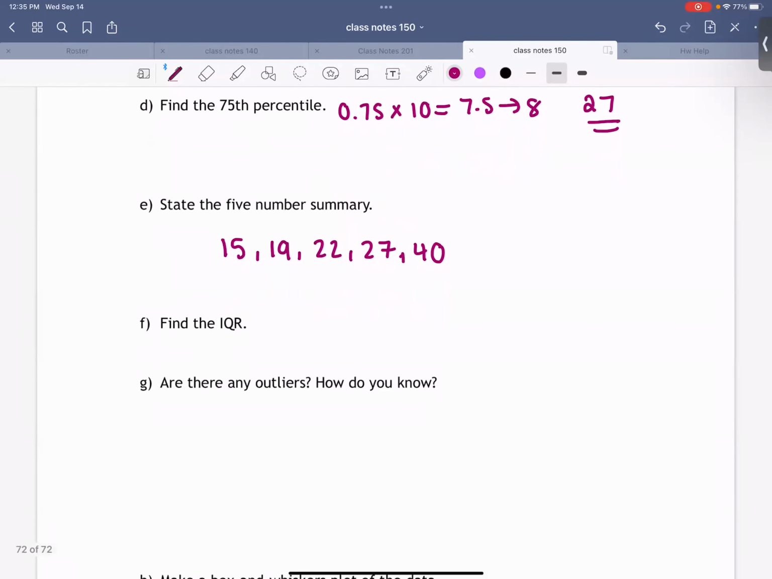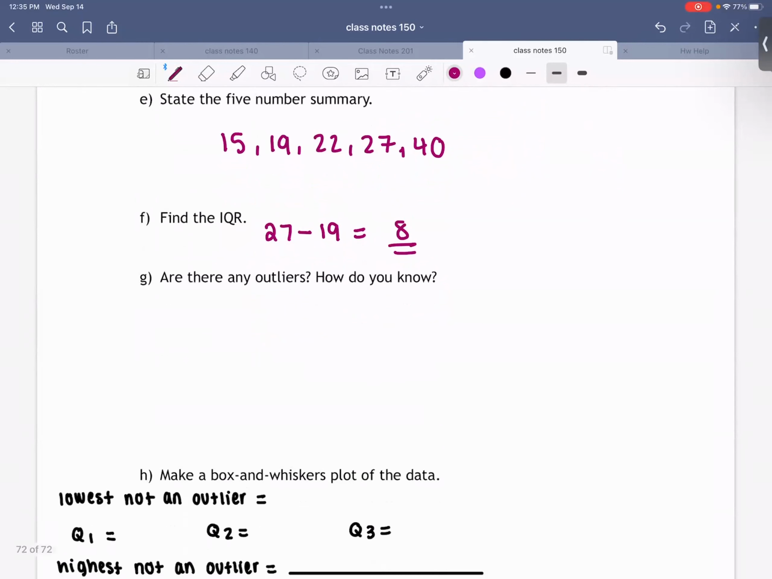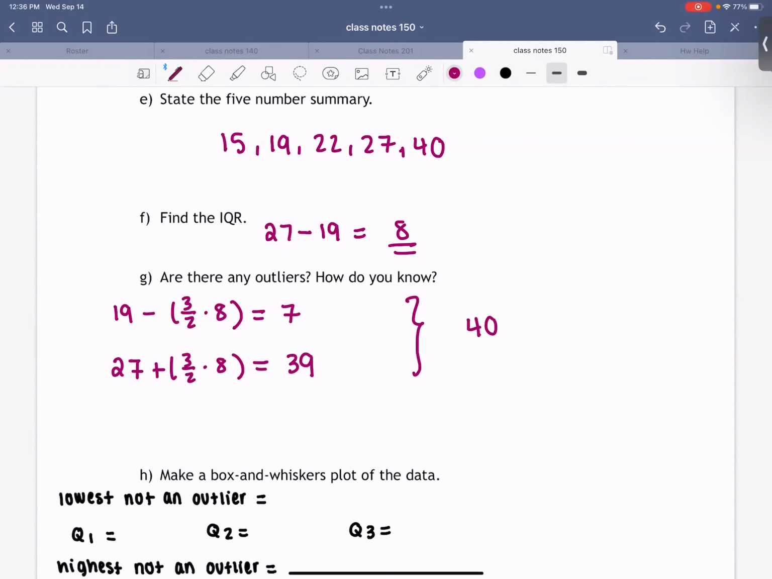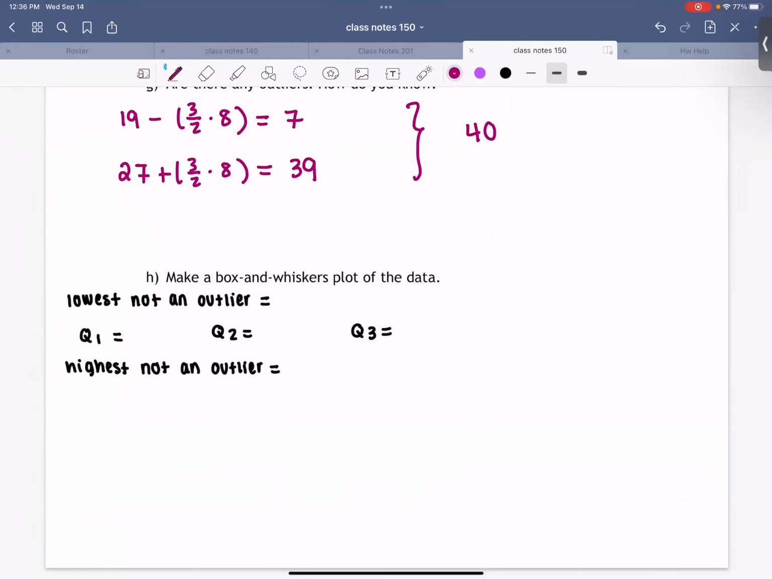All right, the IQR was found by subtracting the third quartile minus the first quartile. So I think I got 8 here, right? To find the outliers, we would take Q1 or 19, subtract 3/2 times the IQR. You should have gotten 7, okay? To find the upper one, 27 plus 3/2 times 8, should have given you 39, okay? Based on these two numbers, what was the outlier? 40, good, okay?